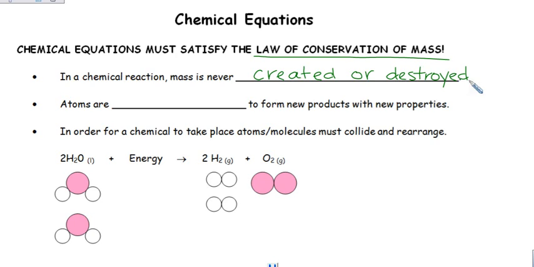The idea is just that the existing atoms are somehow rearranged to form new products, and those new products have different properties. So maybe we'll say atoms are rearranged, but they all must be accounted for. I cannot create or destroy atoms.